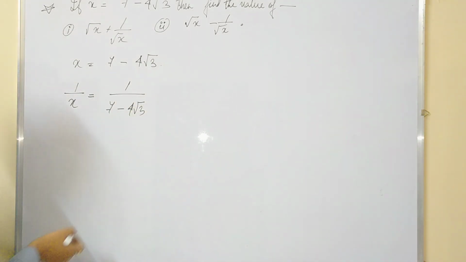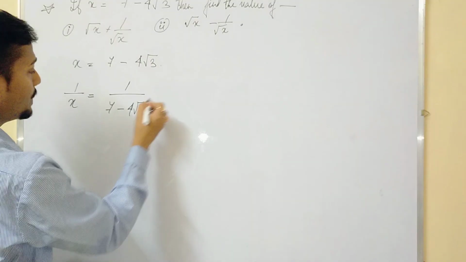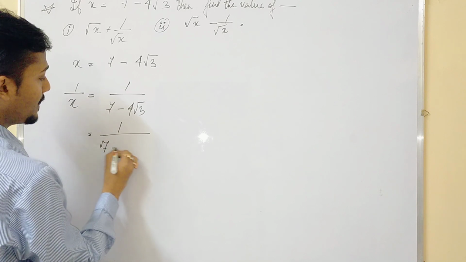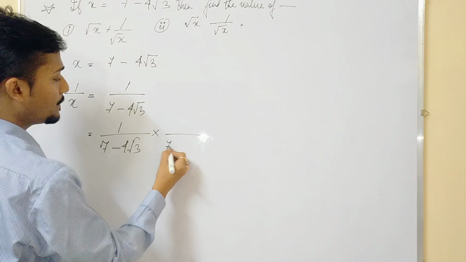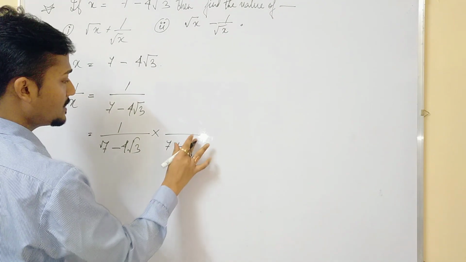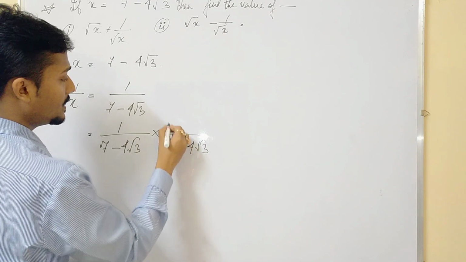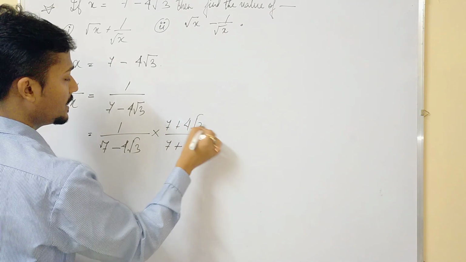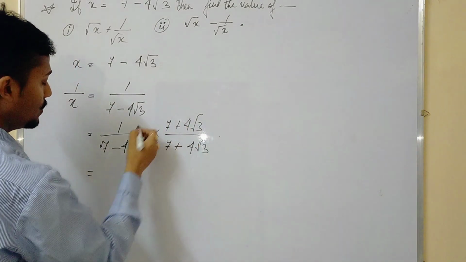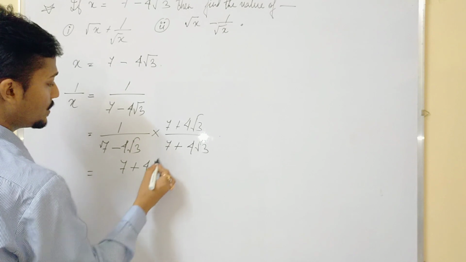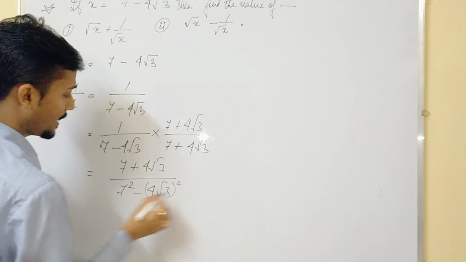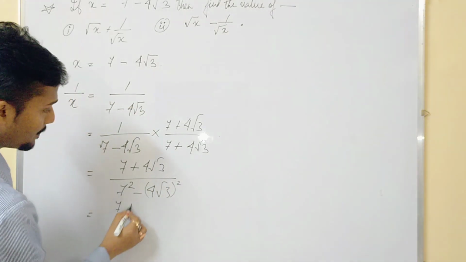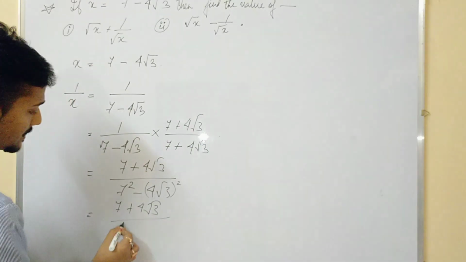Now since the denominator is irrational, we will try to convert it into a rational number. So what will be the value? It will be equal to 1 by 7 minus 4 root 3 into, with what will I multiply? Yes, 7 plus 4 root 3, in both numerator and denominator. So it will become 7 plus 4 root 3 in the numerator, and in the denominator 7 square minus 4 root 3 whole square.